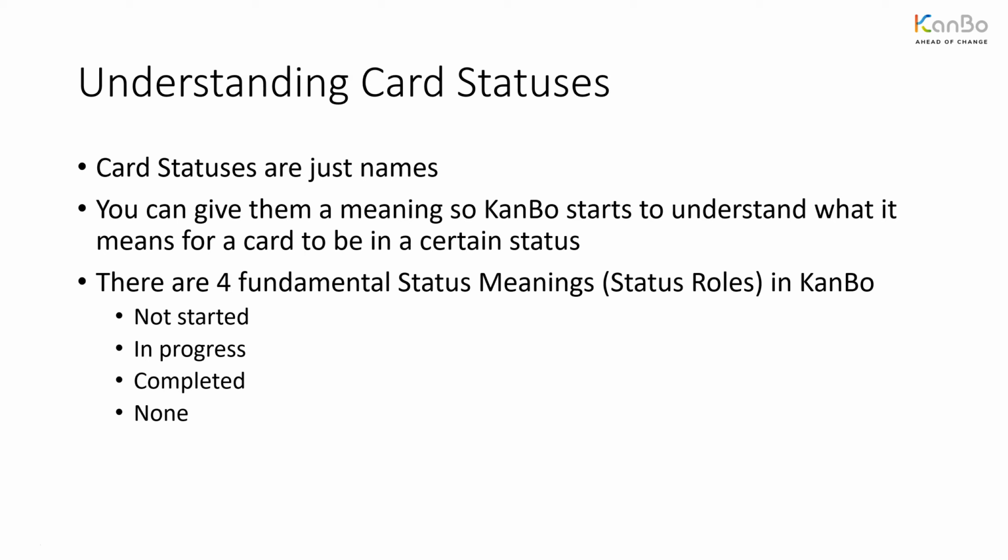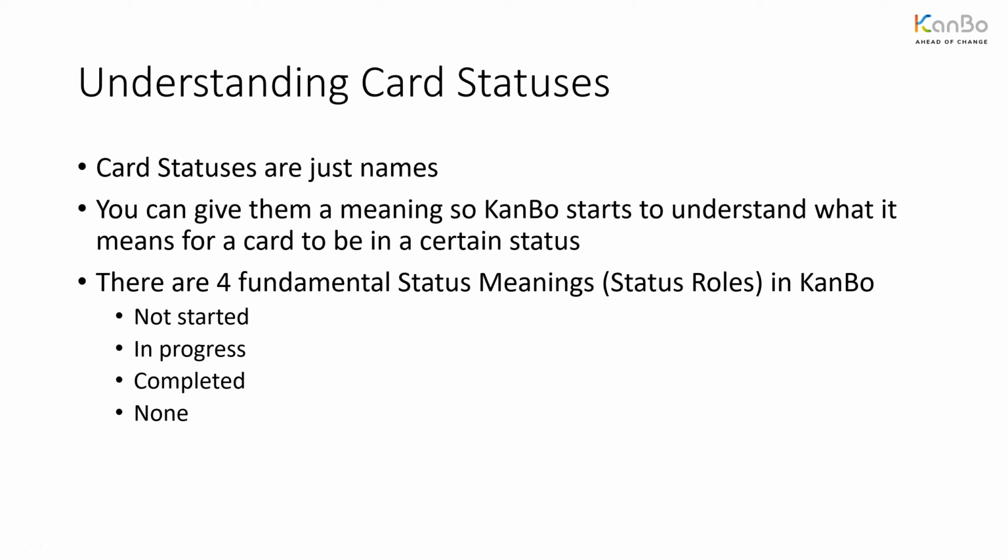The first fundamental role that a status can have, so basically a meaning, would be not started. A very good example for that is backlog. If you have a list in your board that is called backlog, then probably that list should have the role not started. So KanBo knows each card in this list, backlog, represents work that hasn't started yet. That is used later for reminding people that something is late or for the analytics. That's why the meaning makes sense to implement when you want to get more out of KanBo.